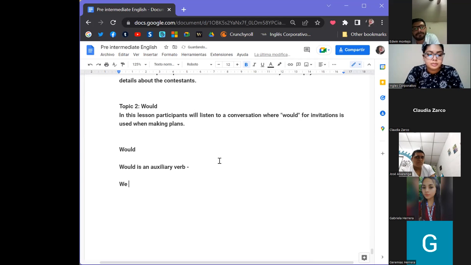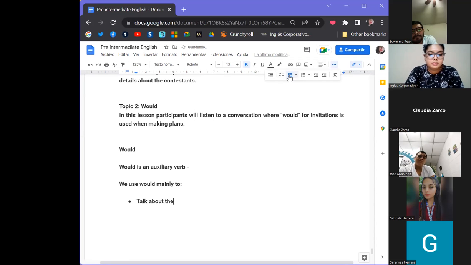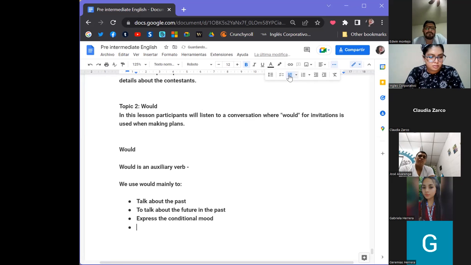So, we use would mainly, in this case, it says mainly because we can have a lot of uses for this expression, but in this case, we are going to use the most important ones. So we have, number one, talk about the past. Also, we have it to talk about the future in the past. Then we have express the conditional mood. And we also use would for other functions, another function that we are going to use with this expression.